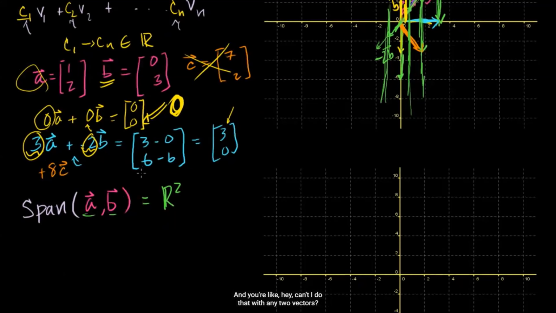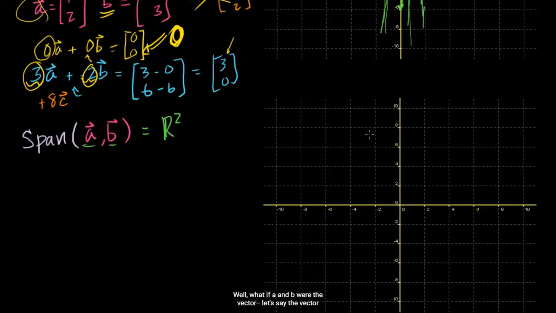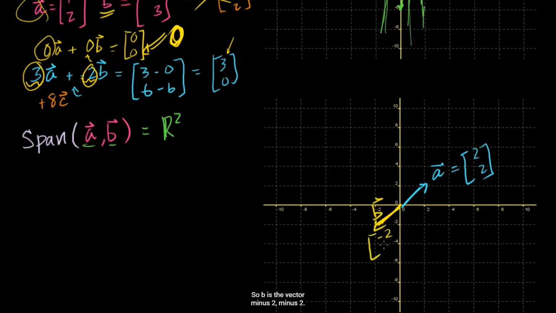You're like, hey, can't I do that with any two vectors? Well, what if A and B were, let's say the vector 2, 2 was A. So A is equal to 2, 2. And let's say that B is the vector minus 2, minus 2. So B is that vector. Now, can I represent any vector with these? Well, I can scale A up and down to get anywhere on this line. And then I can add B to it, and B is essentially going in the same direction, just the opposite direction, but I can multiply by a negative and go anywhere on the line.